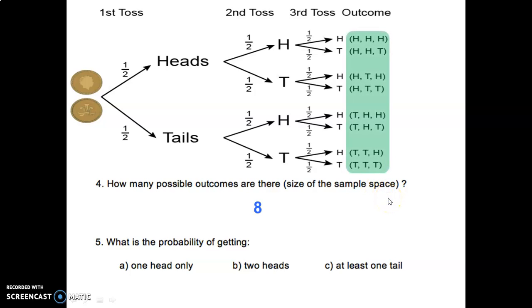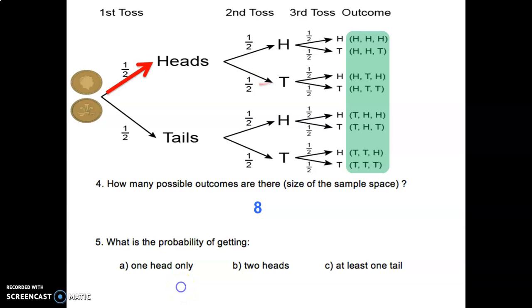Hopefully you said 8, because the sample space is all the possible outcomes, and all the possible outcomes are how many paths there are in total. And there's 8 different paths. There's the 3 heads path, and then head, head, tail path, and so on. There's 8 possibilities. So what is the probability of getting one head only?